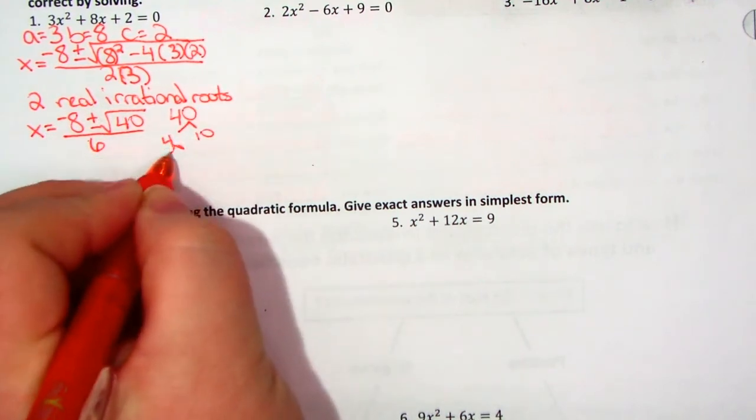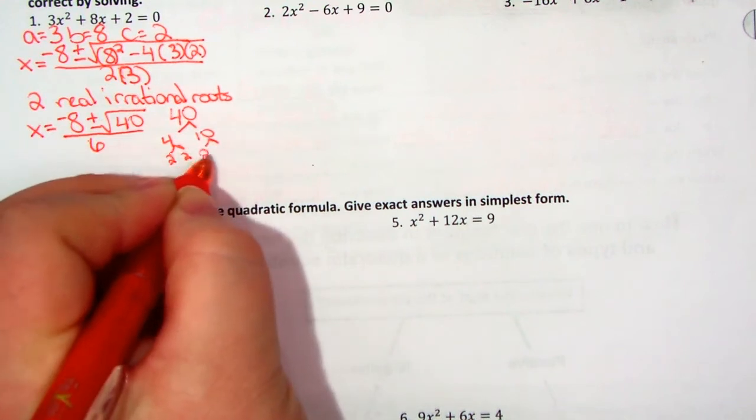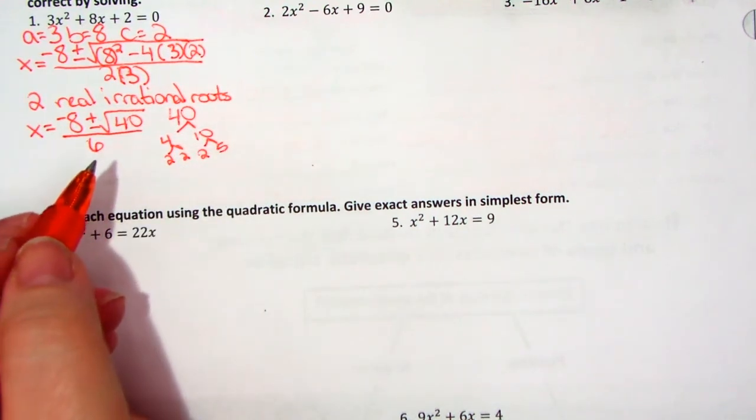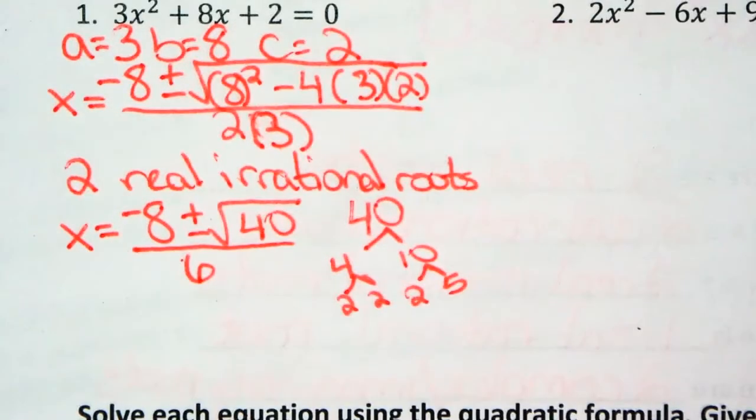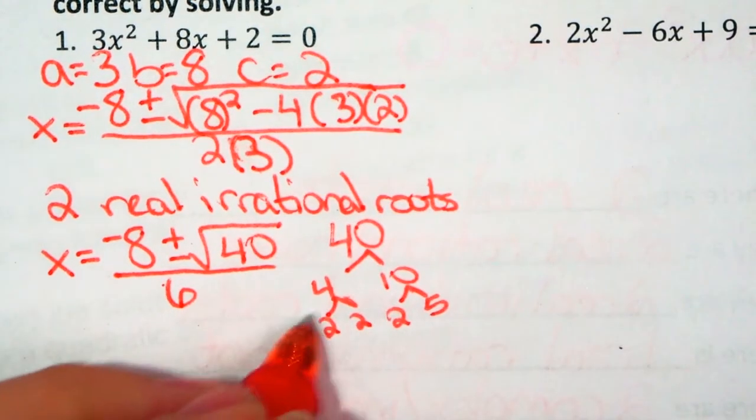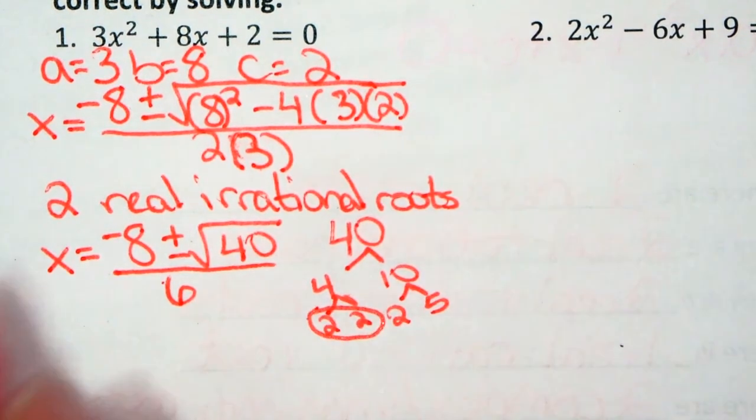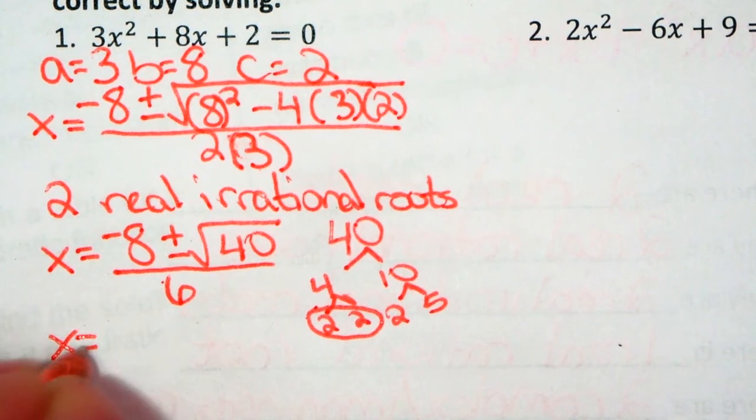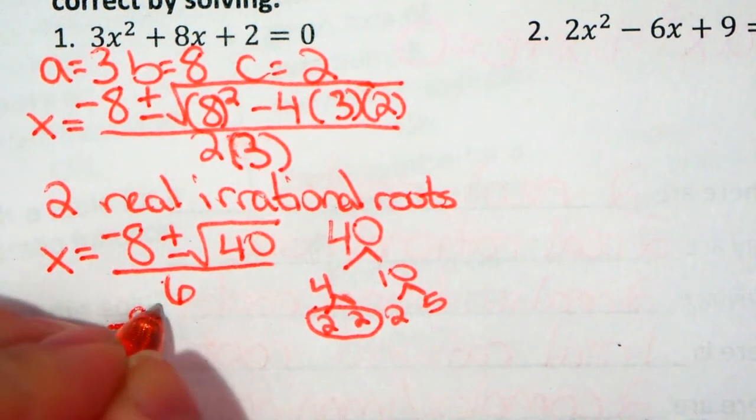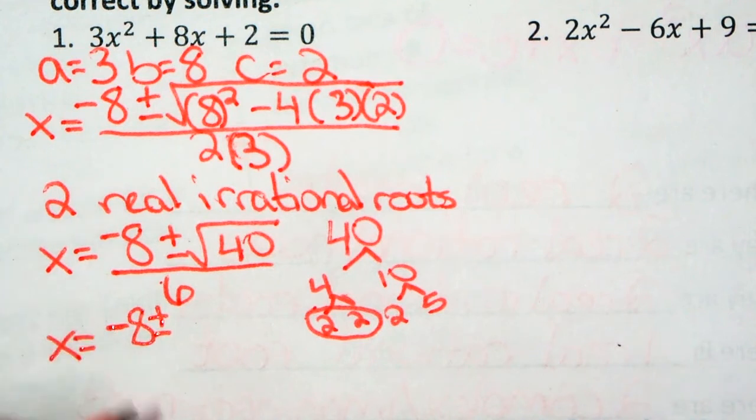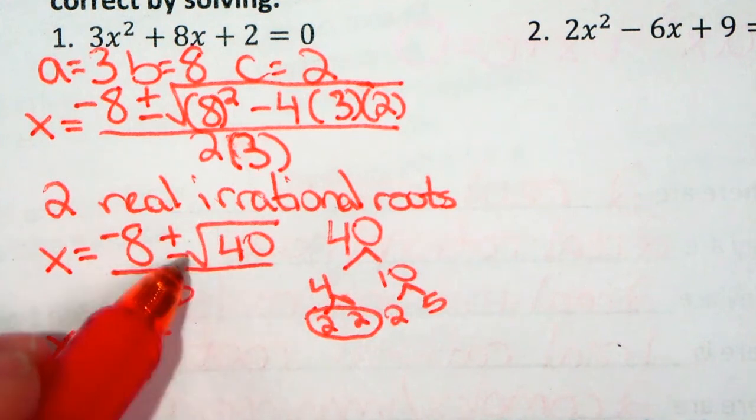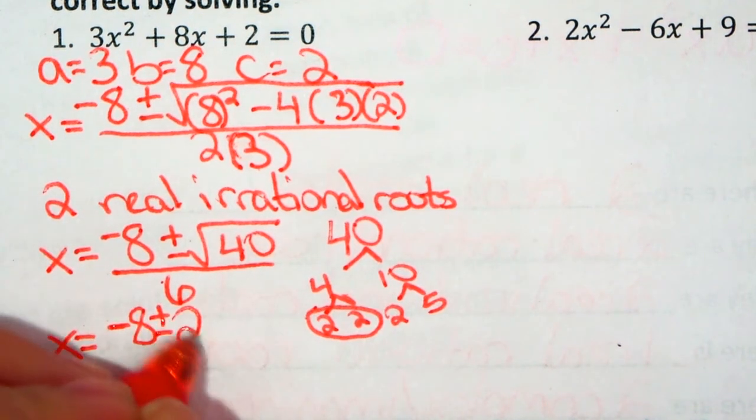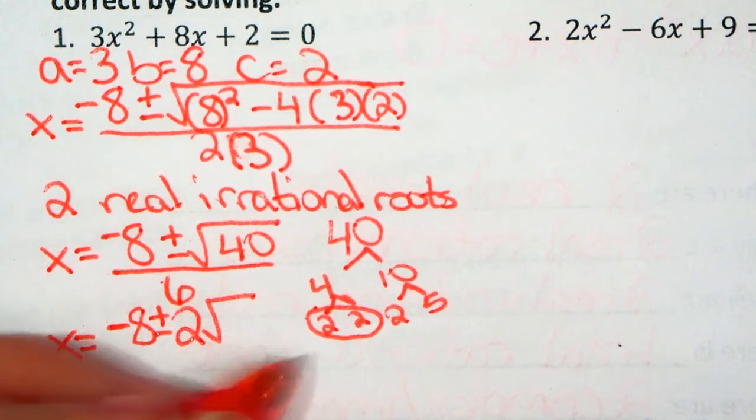4 and 10. 2 and 2, 2 and 5. And whenever you're doing a factor tree, you're looking for pairs. Here, let me make that a little bit bigger for you. So we have 2 and 2. That's a pair that can come outside of the radical, and the 2 and 5 don't have pairs, so they stay inside of the radical. Notice that when they come outside of the radical, they go in between the plus or minus and the square root symbol.